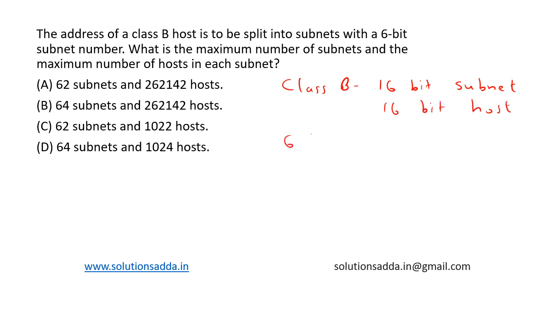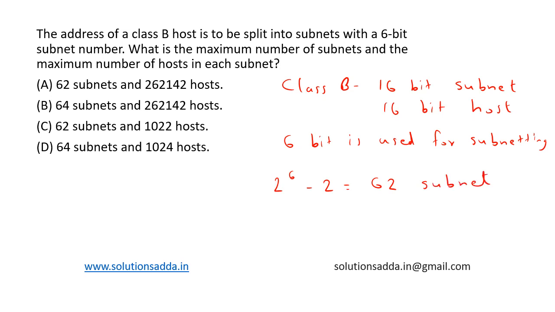Now 6 bits are used for subnetting. So the maximum number of subnets possible is 2 to the power 6 minus 2, which is equal to 62. 62 subnets.